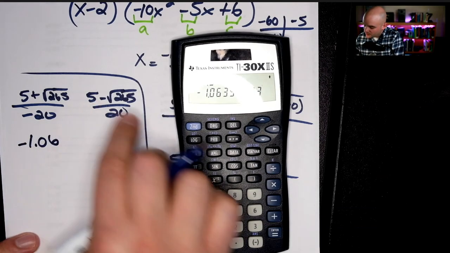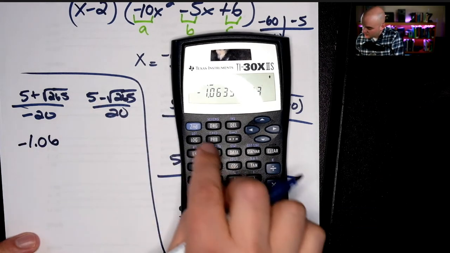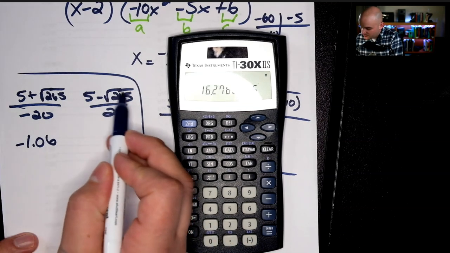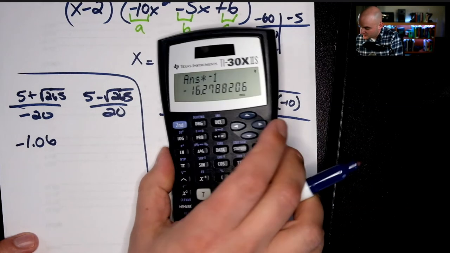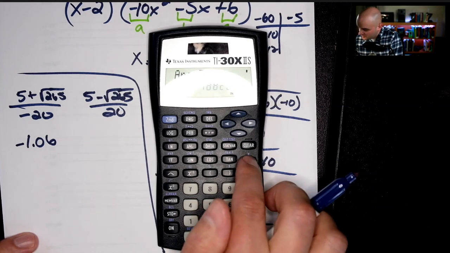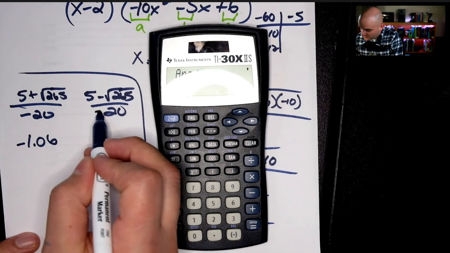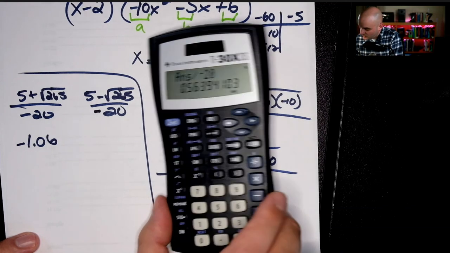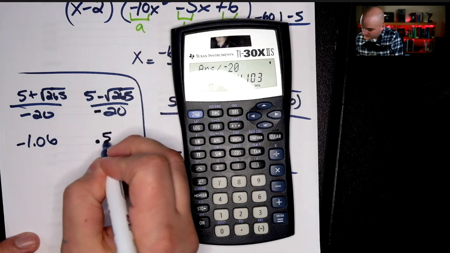And then over here, I'm going to say, once again, square root of 265, hit enter, and then I'm going to multiply this by a negative 1, because I'm going to say 5 minus that. So now it's a negative 16.27. Add that positive 5 to it, and then divide by negative 20, and you get 0.56.